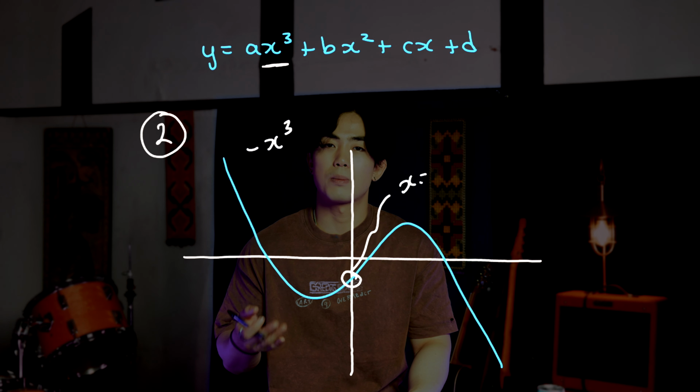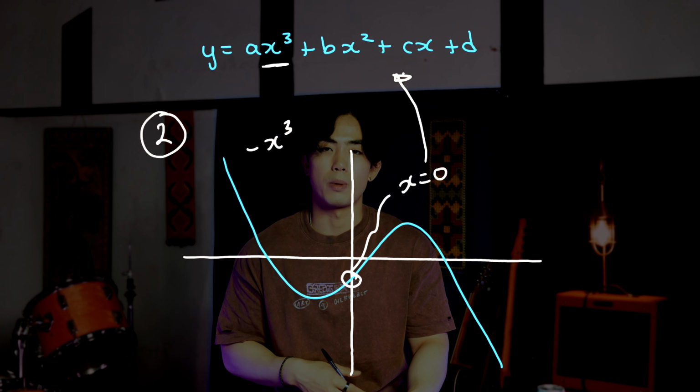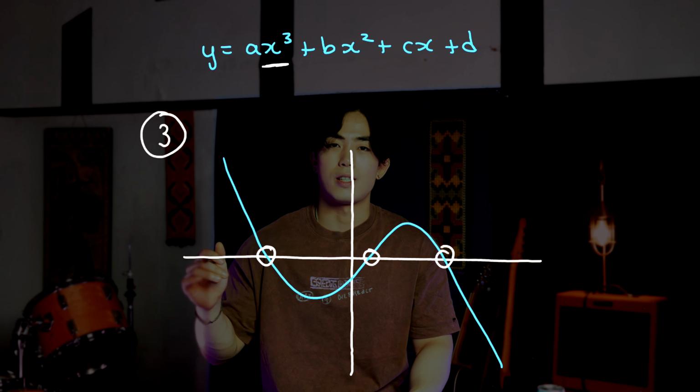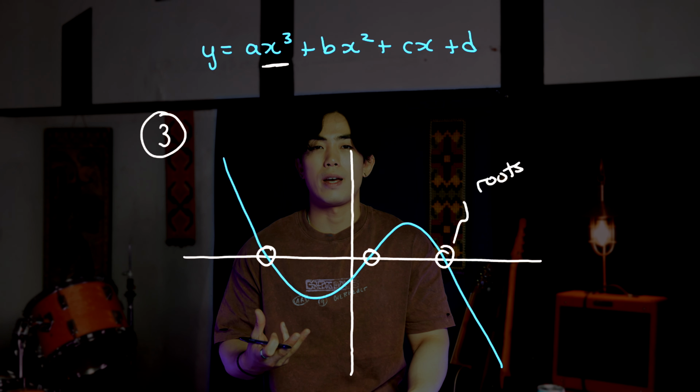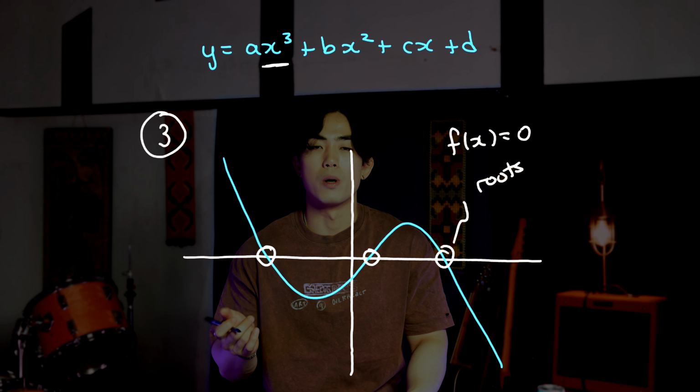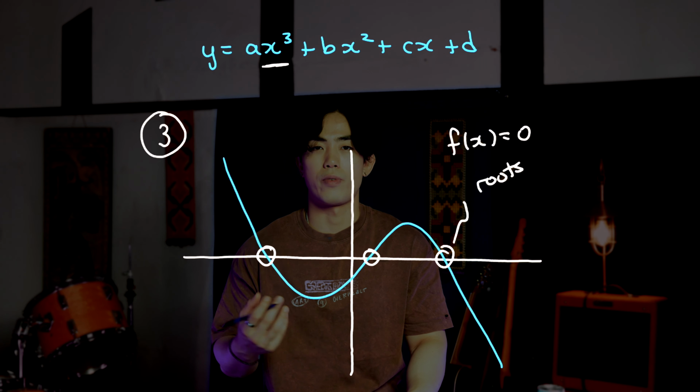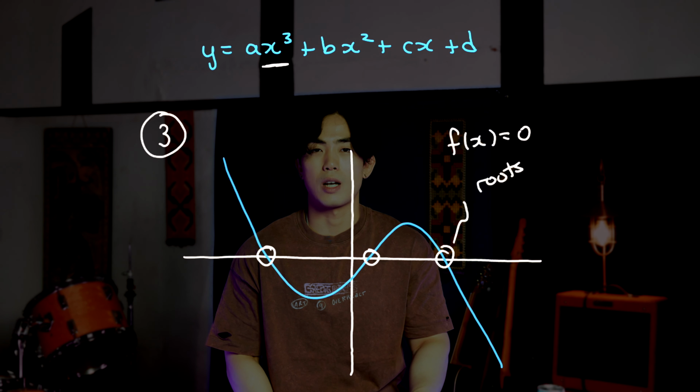Second step is to identify where it crosses the y-axis. This is very simple. Just plug in x is 0 into your cubic function and find your y value. Thirdly is now finding where it crosses the x-axis. Now this is where it varies, and depending upon the number of roots, the shape of the graph would also vary. So let's take a look at each type.